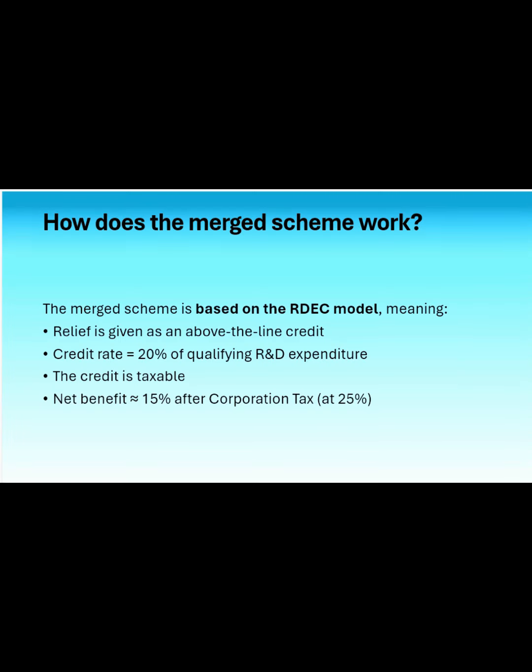So the MAS scheme is based on the RDEC model, meaning that the relief is an above the line credit. What does that mean? It appears as income in the profit and loss account, so it boosts the reported profit and is taxable as trading income. The credit rate would be what? 20% of the qualifying R&D expenditure will be allowed as an RDEC, but the credit is taxable, so the net benefit is 15% after corporation tax.